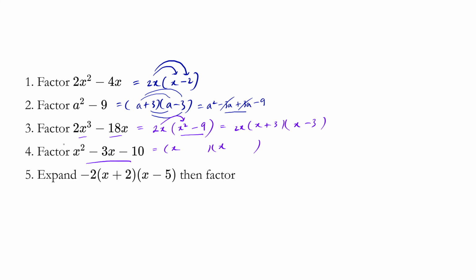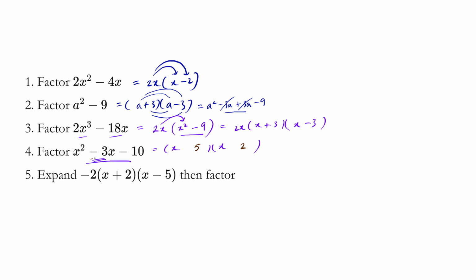X times x is x squared, and we need to find 2 numbers that multiply to be negative 10, but add to be negative 3. Let's try 5 and 2. You can always try all the factors, 1 times 10, 2 times 5 is 10. Just list them off one by one. And finally, we found a match made in heaven. 5 and 2, they multiply to be 10, and they add to be 3-ish.